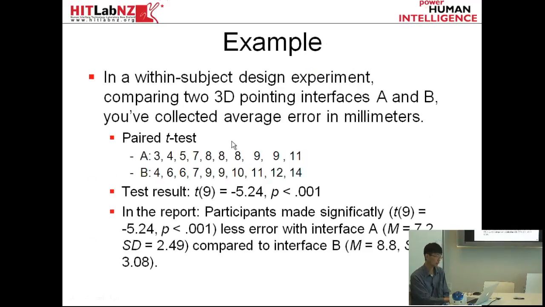If you run a paired t-test in SPSS, it will print out the t-statistics and the p-value, and let's say these are the values it printed out. Then what you can write in your report is: participants made significantly less error with interface A because the mean value was 7.2 errors, compared to interface B, which had a mean value of 8.8 errors. The reason this difference is significant is that the p-value was less than 0.05.